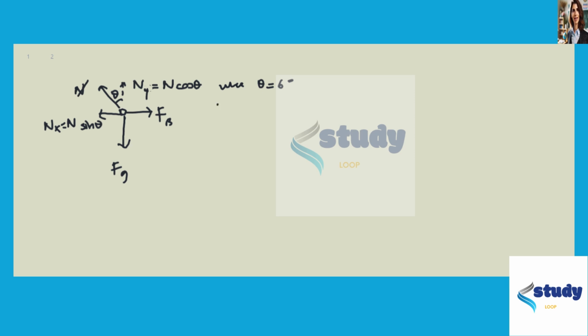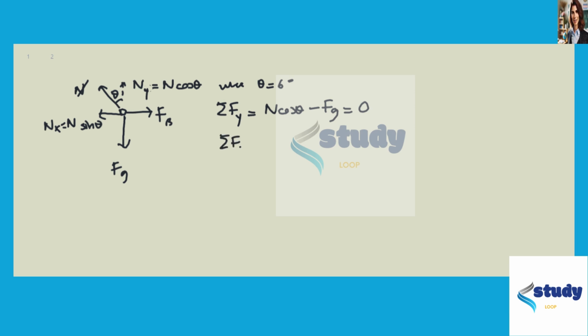If we write the net force in the y direction, what we have here is N cosine theta in the positive y direction, right? So then we're taking it as positive. F sub g is in the negative y direction, so negative F sub g here. Now we know that this bar is not moving in the y direction, so it's going to be equal to 0, at least not with acceleration, right?